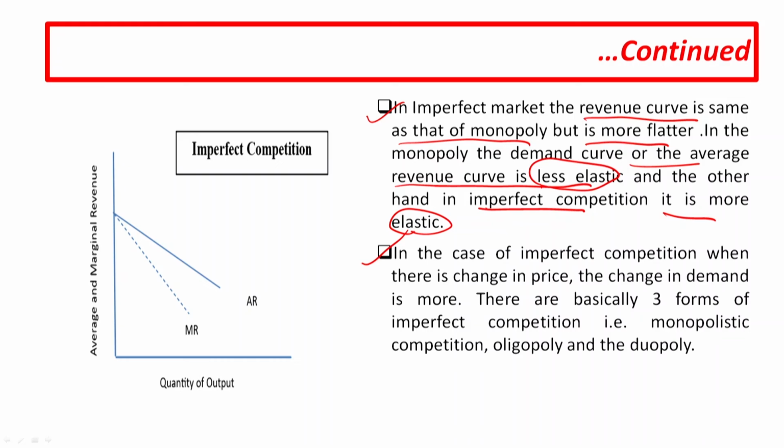The second point: in the case of imperfect competition, when there is a change in price, the change in demand is more. There are basically three forms of imperfect competition: monopolistic competition, oligopoly and duopoly. We are going to discuss these forms in the upcoming lectures on markets and types of market.